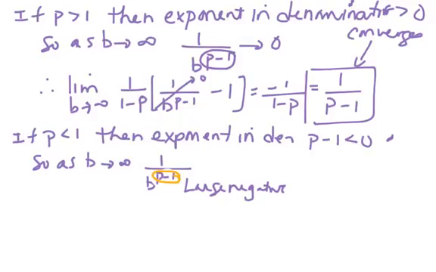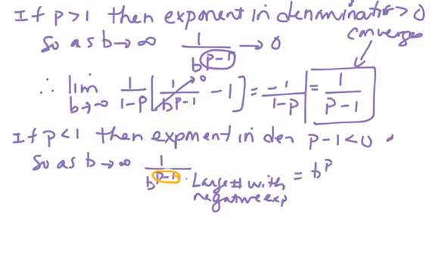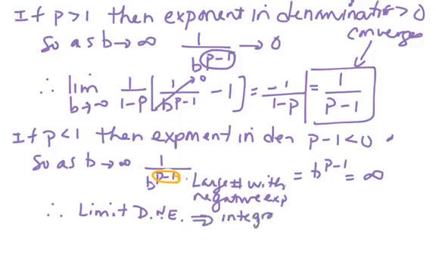So this is going to be a large number with a negative exponent, which is going to flip up. It's going to cause it to flip up. So this is going to become b to the p minus 1, which is equal to infinity. So the limit doesn't exist, which tells us that the integral diverges.